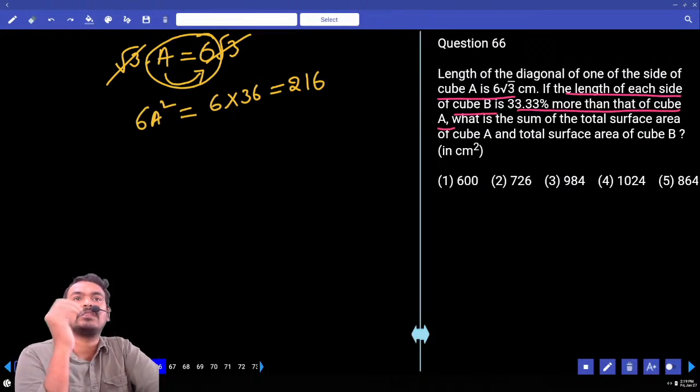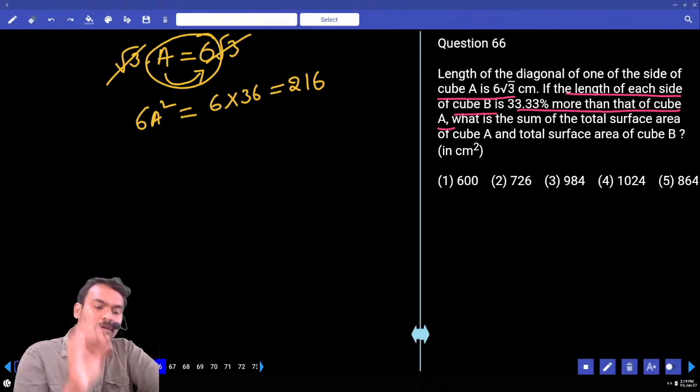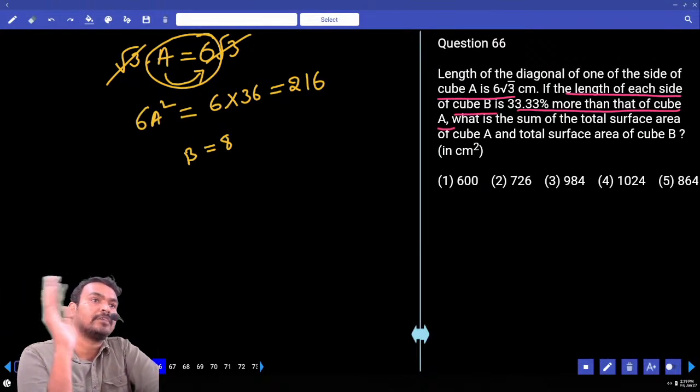33.33% more means 1/3 more, or not? What is 1/3 of 6? 2. 6 plus 2 is 8. Means B will be how much? 8. B is 8. But we require the total surface area of the second one, or not?